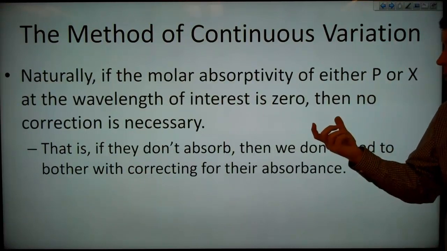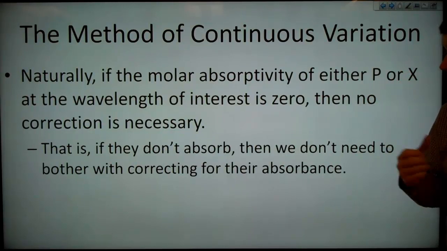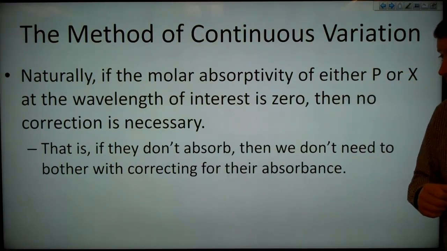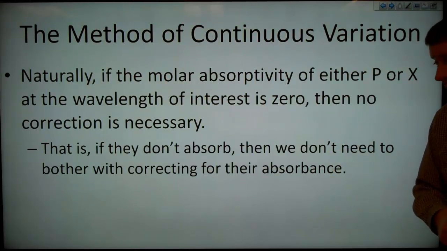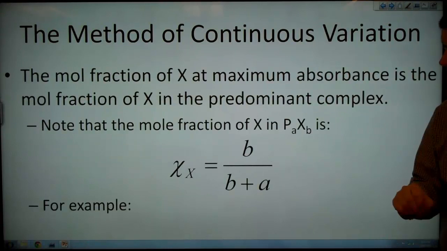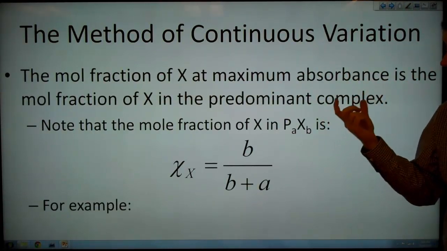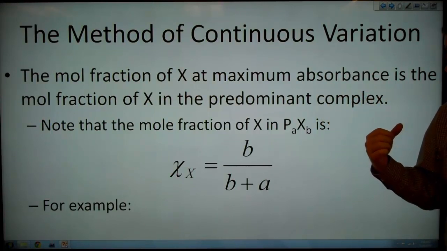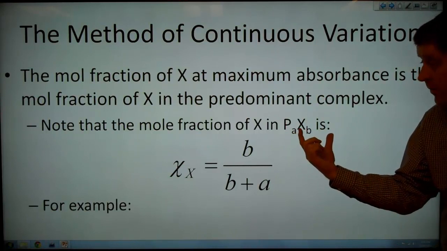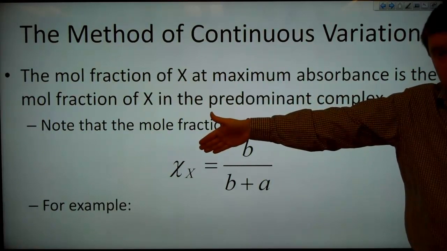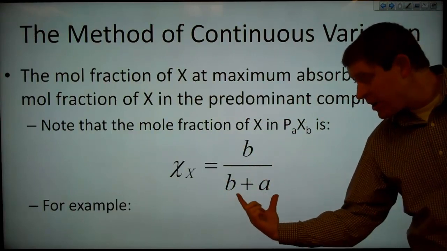Naturally, if the molar absorptivity of either P or X at the wavelength of interest is 0, then this correction is unnecessary. That is, if they aren't absorbing at that wavelength, then we don't need to bother with correcting for their absorbance. The mole fraction of X at maximum absorbance is the mole fraction of X in the predominant complex. Note that the mole fraction of X in PaXb then, the mole fraction chi X, is equal to b over b plus a.